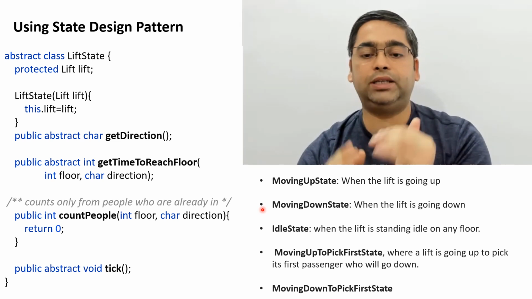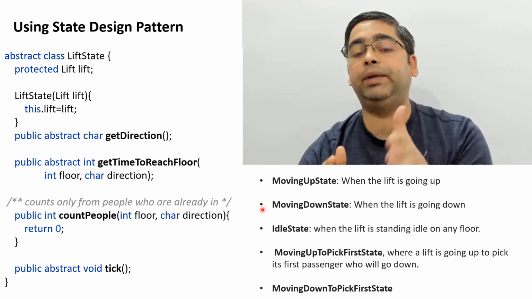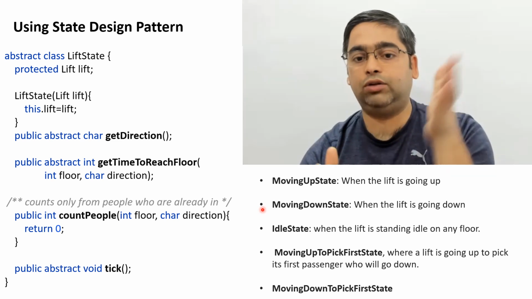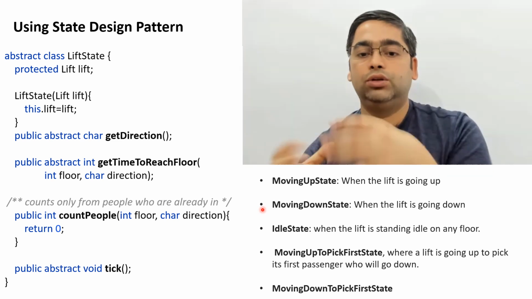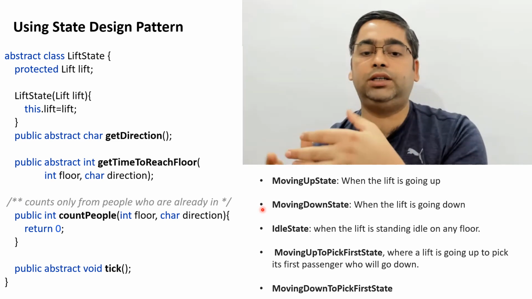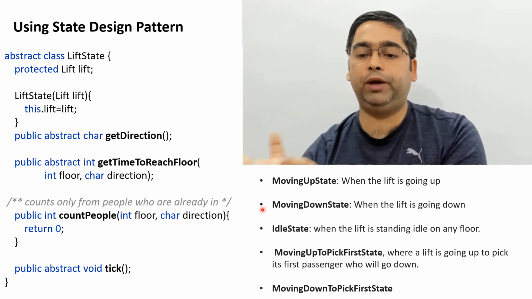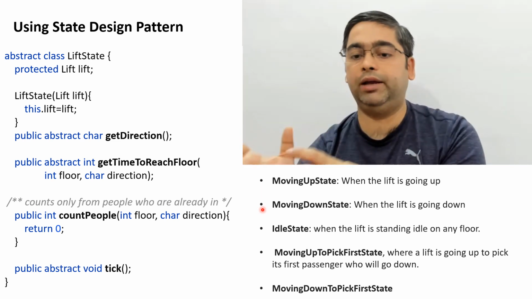Since the first passenger inside the lift will go down, even though the lift is moving up, it cannot take any up requests. It has already been assigned to a down request. So this is a unique case, where the lift is taking a request against the direction of its movement. So this will be our moving up to pick first state. We will see how it behaves.